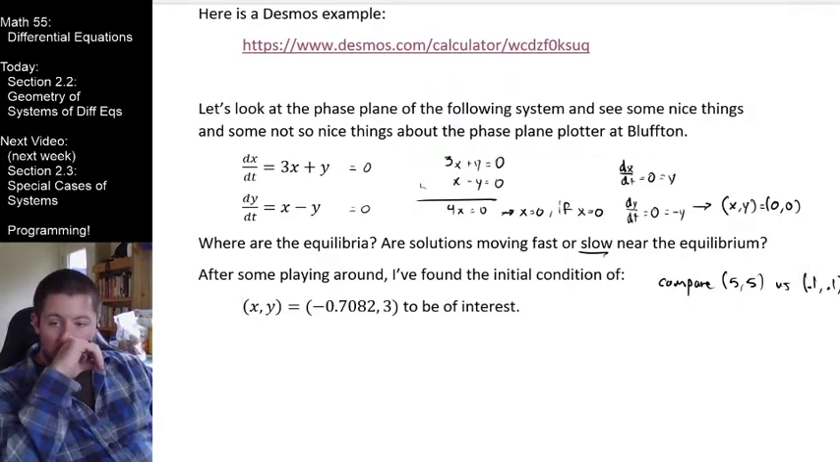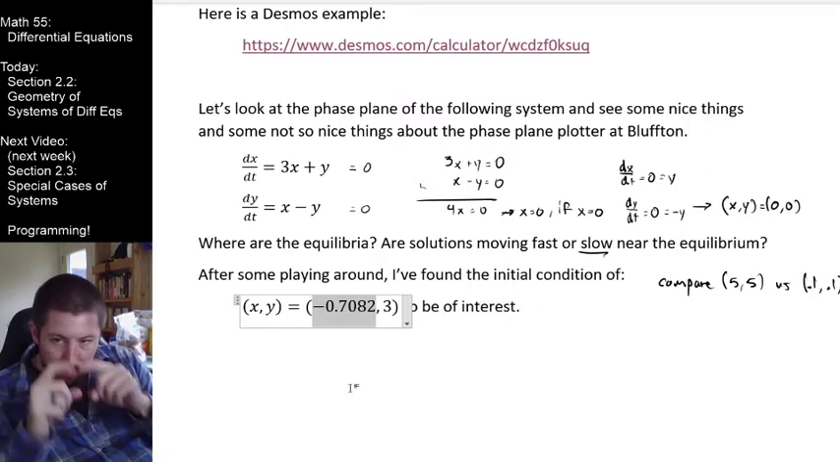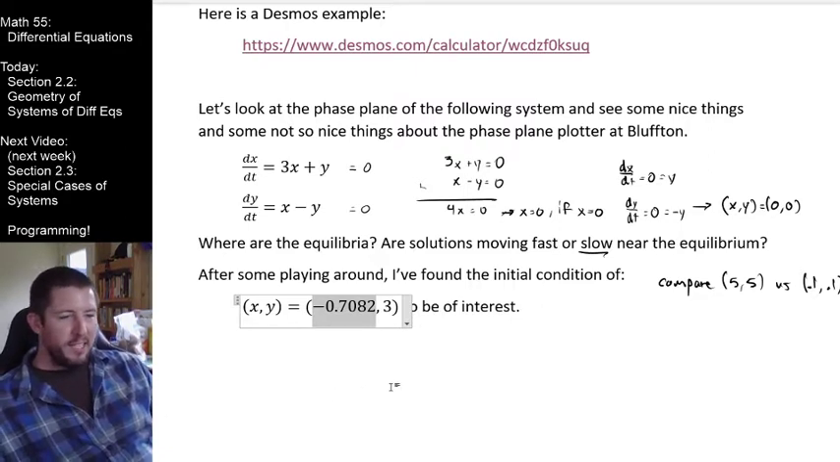So let's go look at a trajectory that will pass near the origin and see what's going on in our technology over there. So I'm going to pop on over to Bluffton. I'm going to throw in this differential equation and ask it to plot the one solution associated with this initial condition. Obviously this is a kind of ridiculous x value. This was just me playing with numbers a bunch of times until I got one that got as close to the origin as I could possibly get it to go.